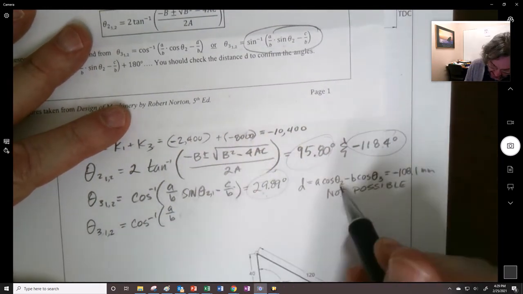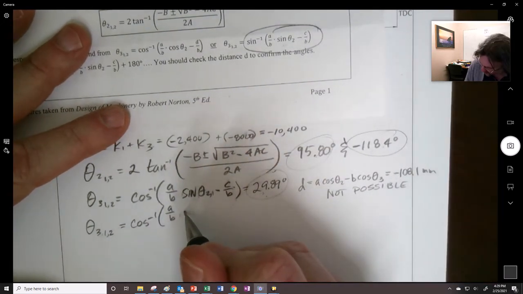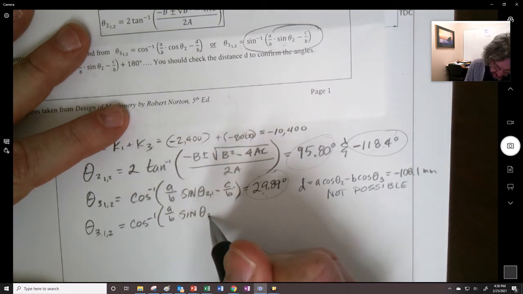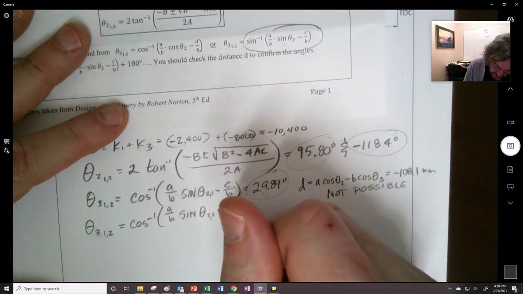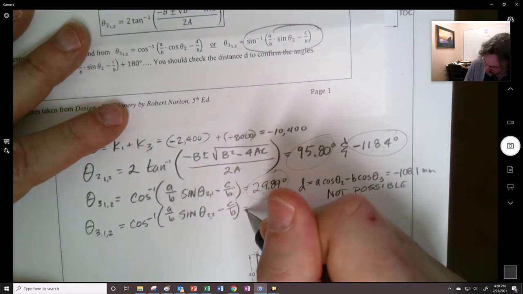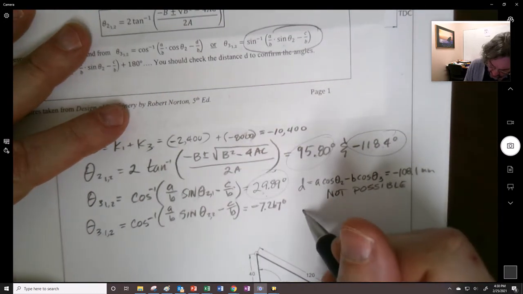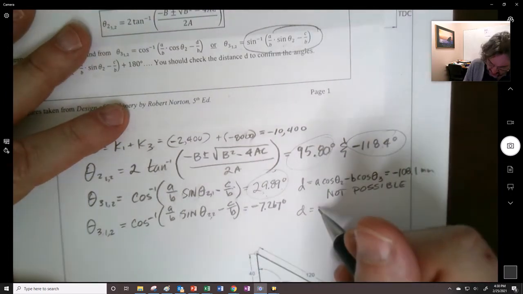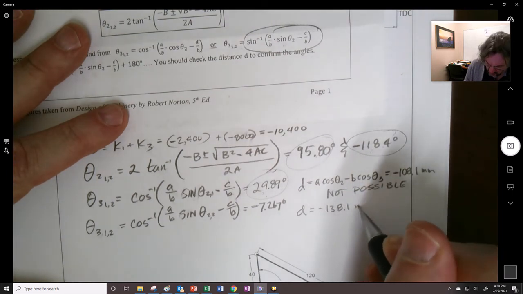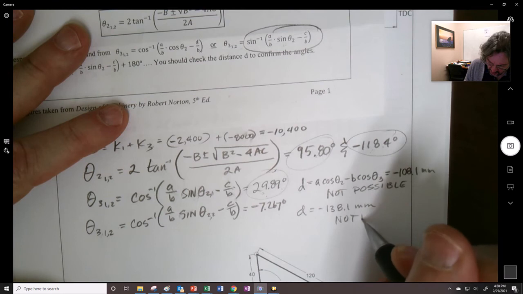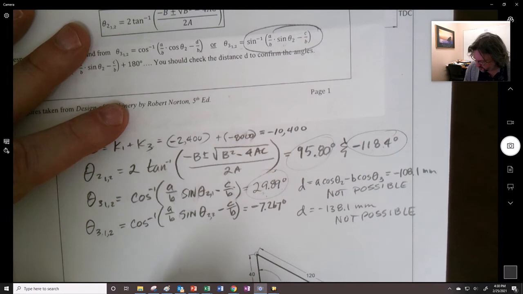And so I got that, and I found out that that's not going to be possible when plugging them into there. And then I also tried the alternate angle 2,2 right there, right? So that's this guy right here, and C over B, and plugging them in, I got a negative 7.267 degrees right there. And then if I plug in for my D in that same equation right here, I get 138.1 millimeters. It's also not possible, right? So these are not valid solutions to this.